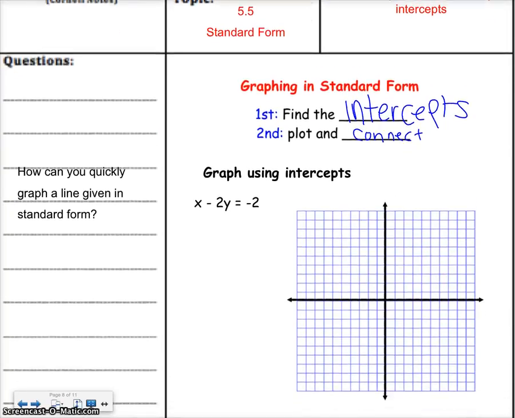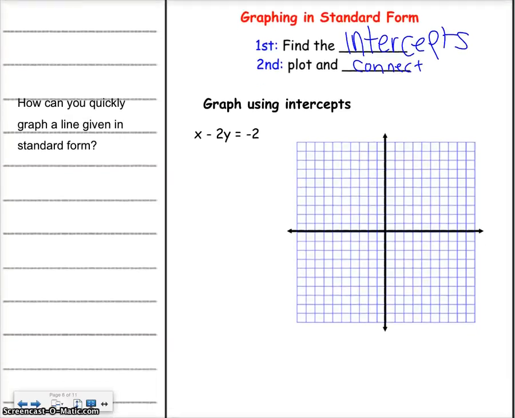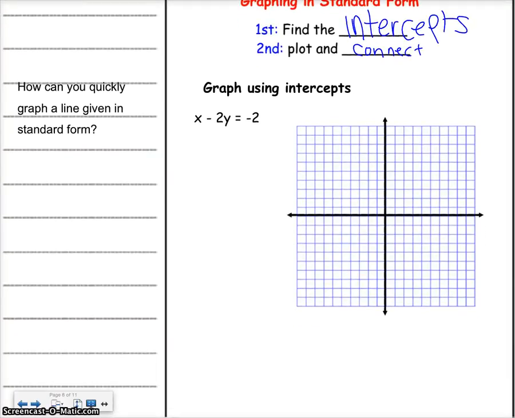Okay, so I want to graph this line using intercepts. Well, there's 2 intercepts. I have an x-intercept and I have a y-intercept. Did you know that? 2 axes, 2 intercepts. On my x-intercept, here I'm going to plus a negative so I don't mess that up. On my x-intercept, my y cancels out, so I get rid of it. So I have x equals negative 2. At my y-intercept, my x cancels out.